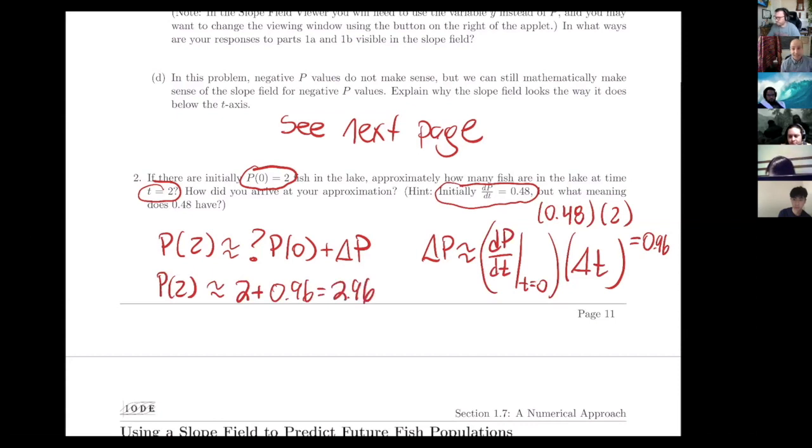So we get an estimate for that population to be 2.96. Okay, which if we're thinking about this in terms of thousands, that could be 2,960. And so those were the types of questions that you had to do on the reading quiz. But any questions about that?